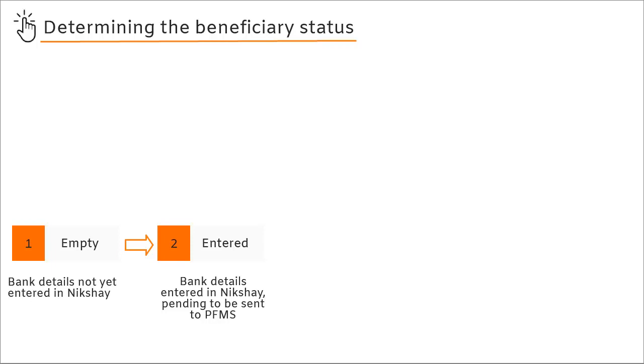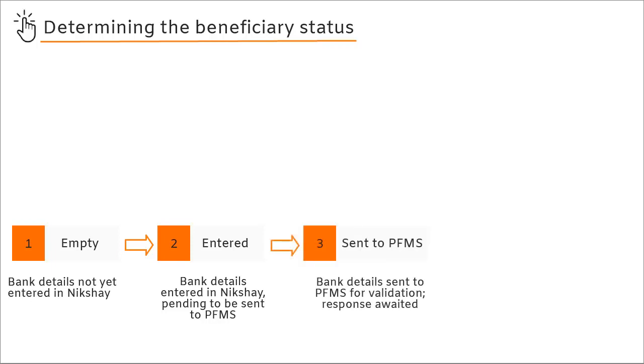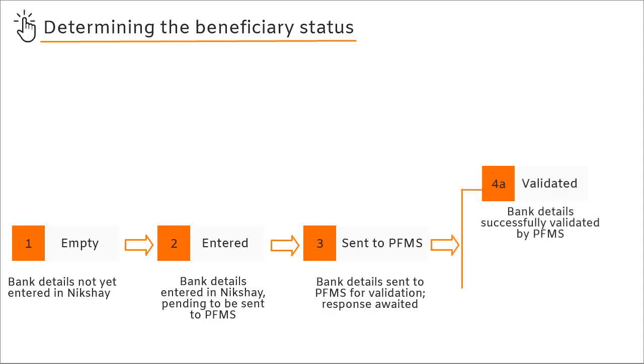After being entered, the bank details are sent by Nikshay automatically for validation to the Public Finance Management System or PFMS, which is the payment platform for the government for any benefits. The beneficiary status is shown in Nikshay as sent. The next stage is validation. The PFMS checks the bank details entered in Nikshay. If the details are correct, the status for the patient shown in Nikshay is validated.